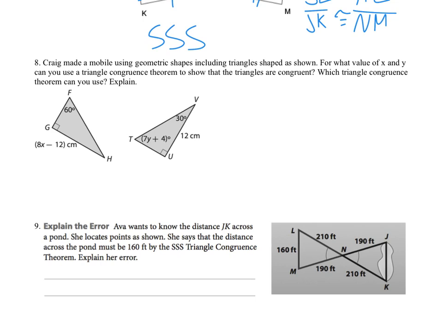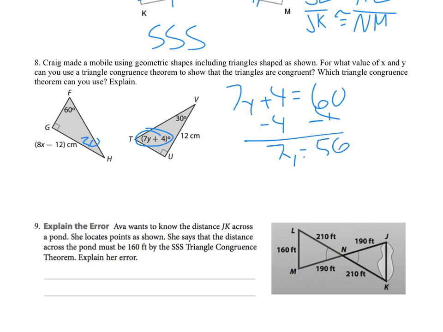All right, and then Craig made a model using geometric shapes, including triangle shapes as shown. For what values of x and y can you use a triangle congruence theorem to show the triangles are congruent? And then which theorem did you use? So looking at this, we would have 90, 60, so this angle has to be 30. Then we have 90, 30, so this angle would have to be our 60. So 7y plus 4 equals 60. Solving here, we subtract our 4 and get 7y equals 56. Divide by 7, and y equals 8.